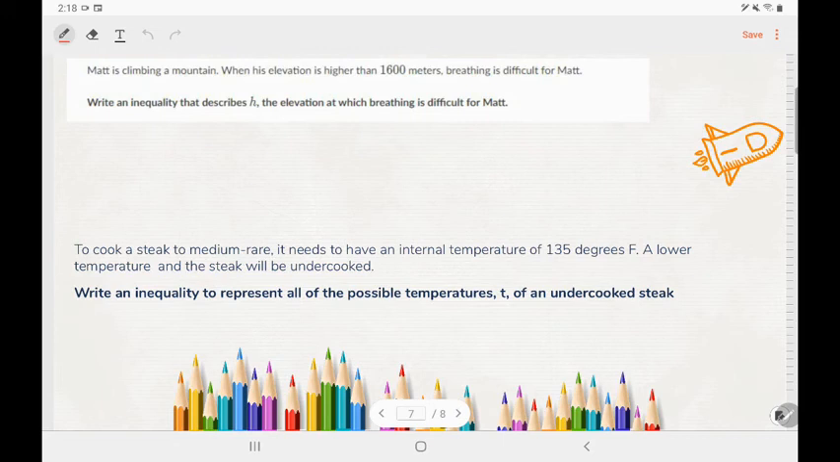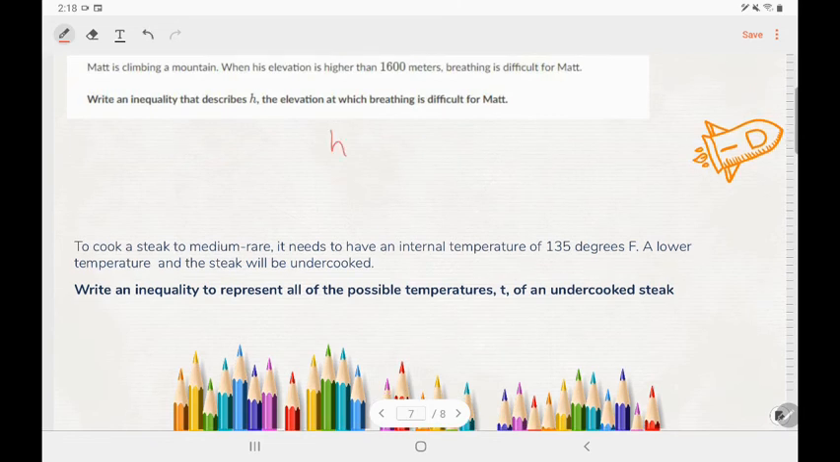Let's continue from a word problem. So here we go. Matt is climbing a mountain. When his elevation is higher than 1,600 meters, breathing is difficult. We're going to write an inequality that describes h, so that's going to be our variable, the elevation at which breathing is difficult for Matt. So it's saying when his elevation is higher than 1,600, it's difficult.